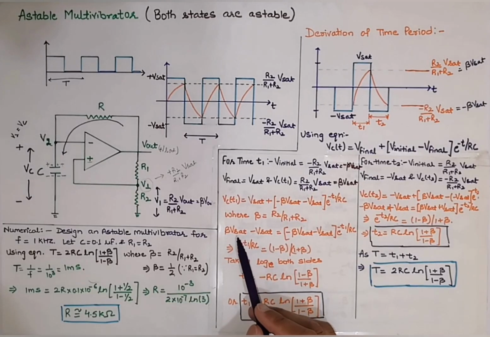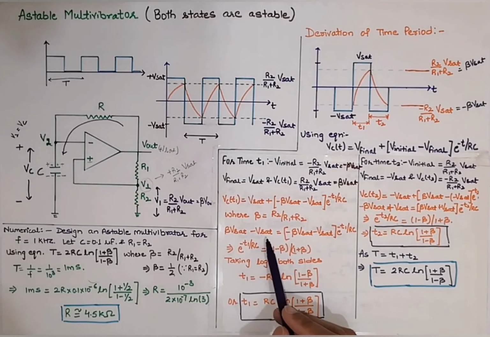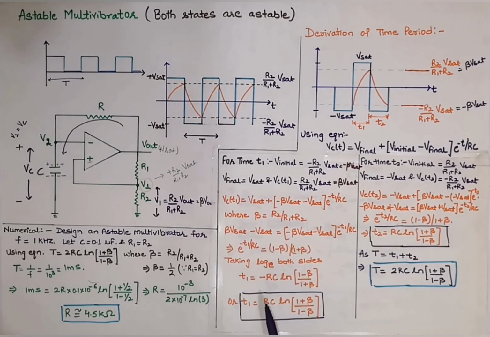Putting the value of this over here, beta V saturation minus V saturation, and solving this equation, we will get e to the power minus T1 by Rc is equal to 1 minus beta upon 1 plus beta. Now to remove this exponential, we will take the natural log. So we will take the log to the base e on both sides. So it will be now minus T1 by Rc equal to natural log of 1 minus beta upon 1 plus beta, and taking the minus Rc on the right hand side, we will get T1 equal to minus Rc natural log of 1 minus beta upon 1 plus beta.